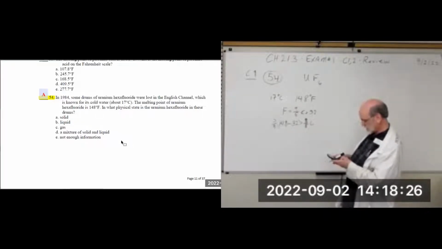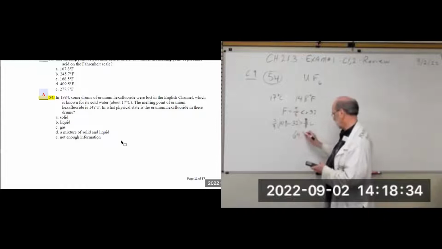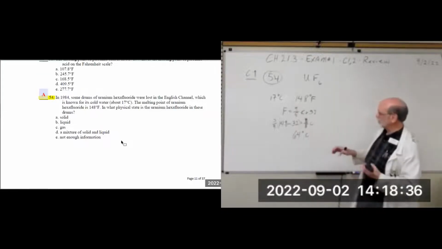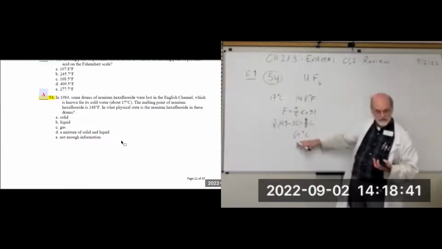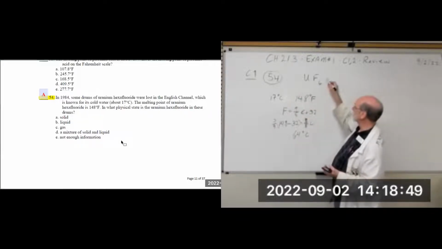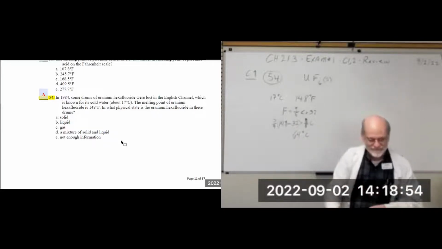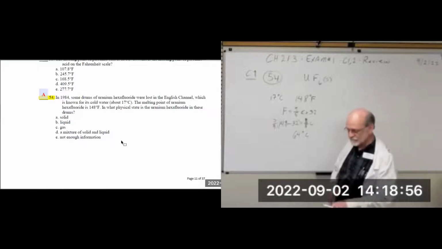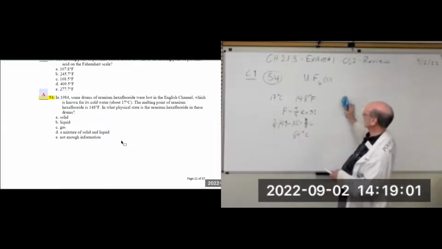148 and 32 subtracted from that, times 5/9. So I get 64. So the melting point of uranium hexafluoride is 64 degrees Celsius. Is 17 colder or warmer than that? It's colder. So this is going to be solid. Okay? And that's A, that should be the answer to that.